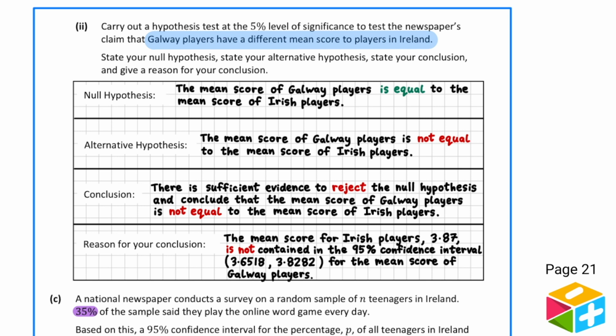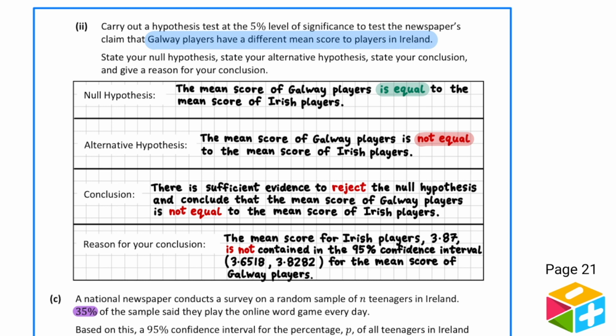To find the alternative hypothesis, we need to consider what happens if the null hypothesis is not true. Here, the null is stating that two things are equal, so the alternative will simply be the statement that these two things are not equal. In other words, the alternative hypothesis is that the mean score of Galway players is not equal to the mean score of Irish players.